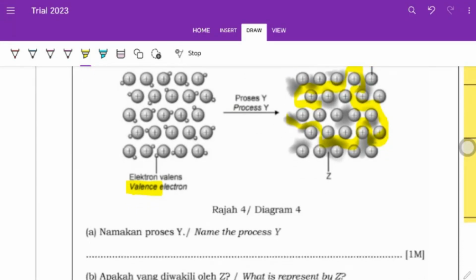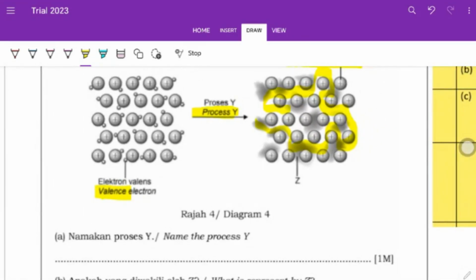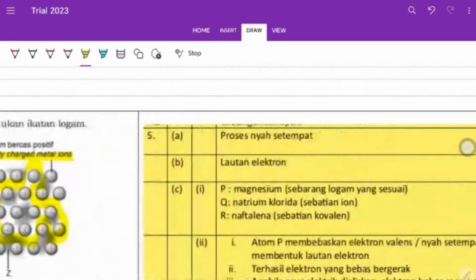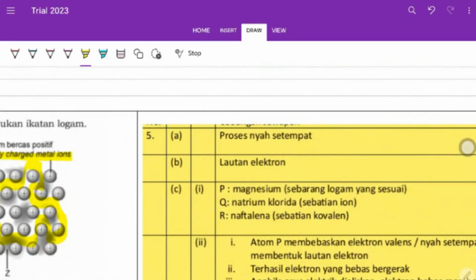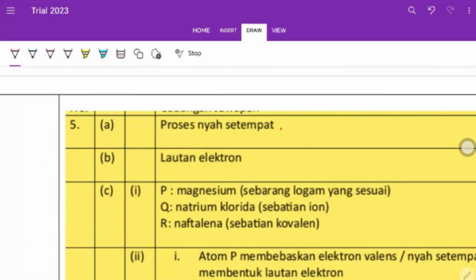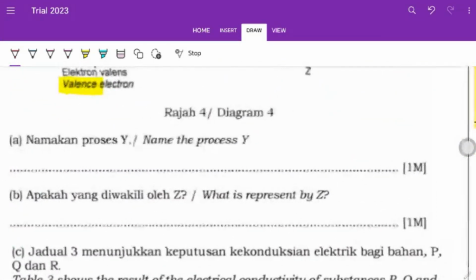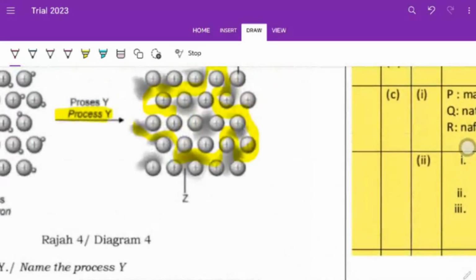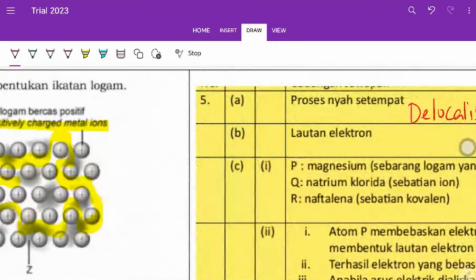So what is the name for this process? Class? What is the name? Delocalization of electrons. Yeah, certain part. This one is under delocalization of electrons. Then what is represented by Z? Z is the lautan electron, sea of electrons.